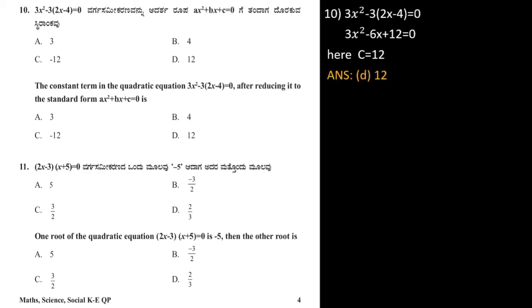Now the 11th one. One root of the quadratic equation 2x minus 3 into x plus 5 equals 0 is minus 5, then the other root is.